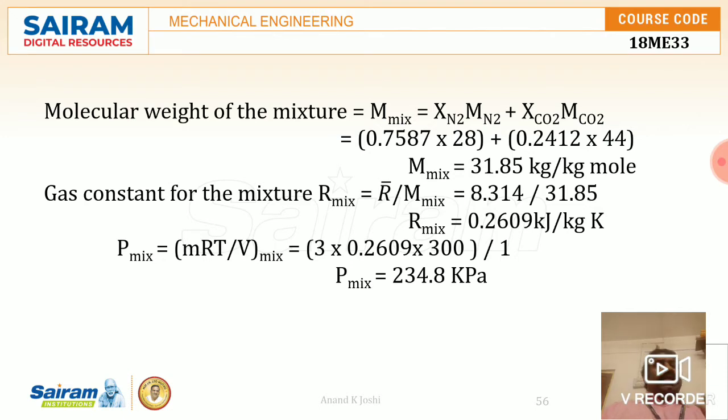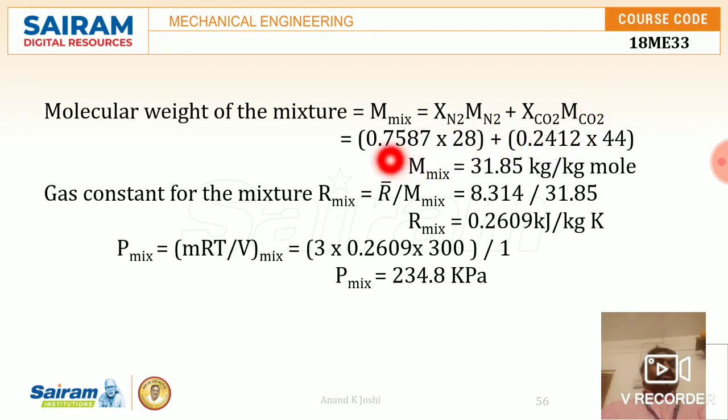Suppose I want to calculate the molecular weight of an individual gas, N2. You calculate it as the mole fraction times the molecular weight of that particular constant, and you will get the molecular weight of that gas. But in this case, we want the molecular weight of the mixture. So this is the formula: xN2 into MN2 plus xCO2 into MCO2. Okay, this is the equation.